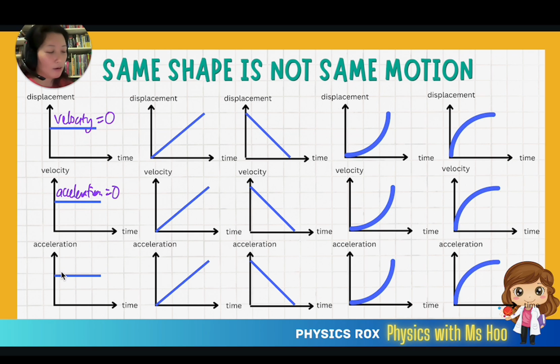This shows us constant acceleration. For the graphs with linear lines like this, we have constant gradient. So this is constant velocity. For the velocity time graph, this is constant acceleration. And this is just increasing acceleration.